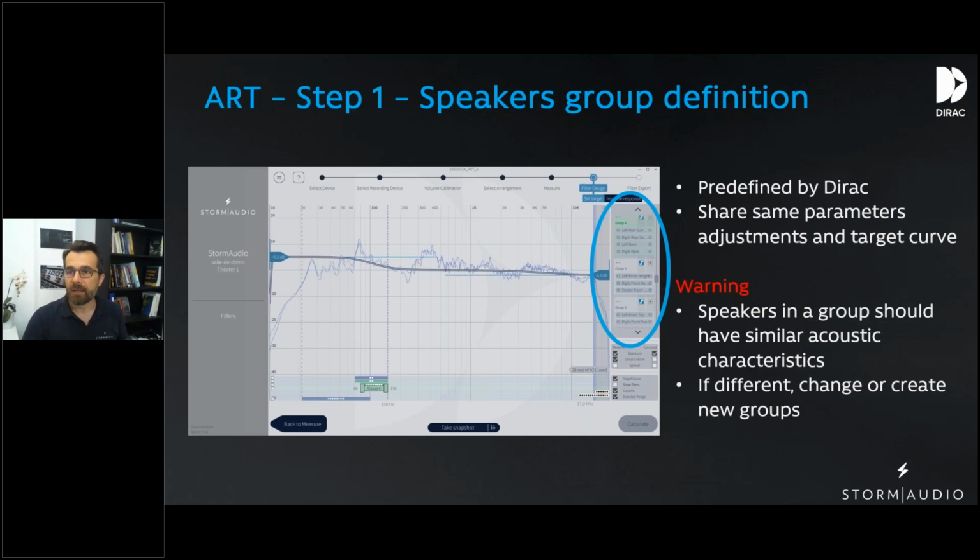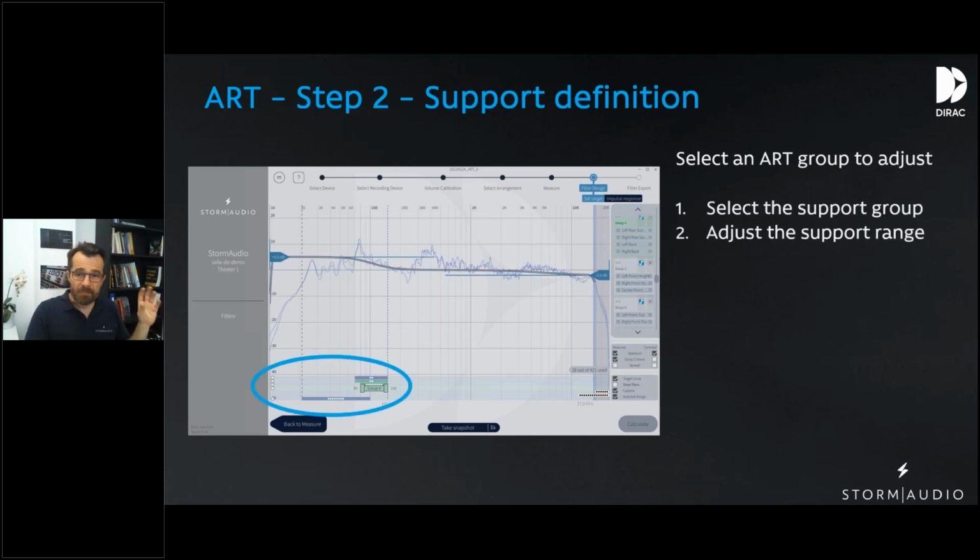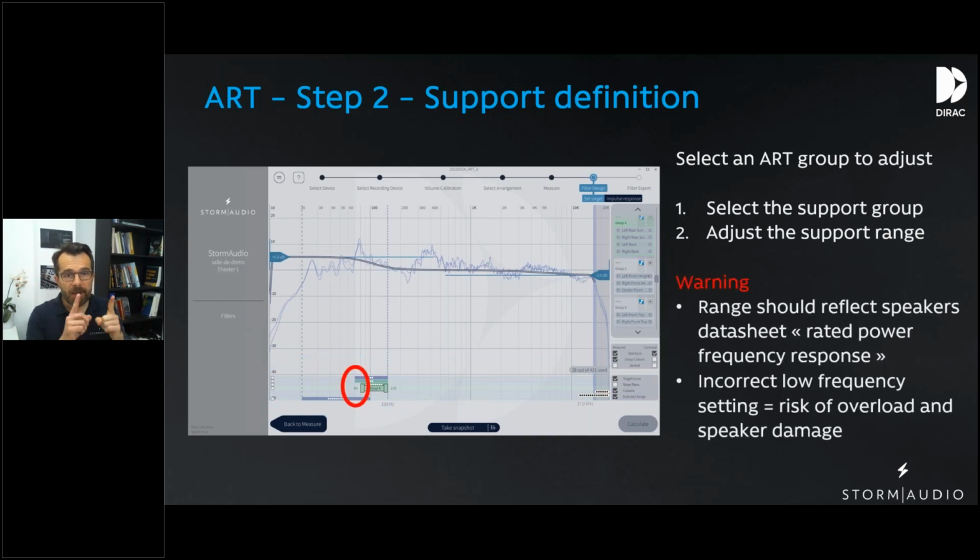So that's number one. Your second step is that whenever your groups are done, you will select one. You will start with your group one or another one, and for each group, you will adjust which speaker group you want to contribute as a support, and you will adjust the way it is supporting it. This is where you need to use the datasheet information, being the rated power and frequency response.